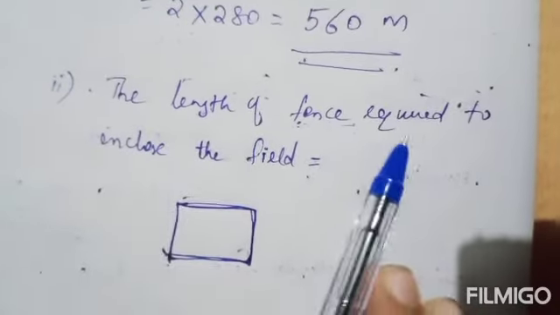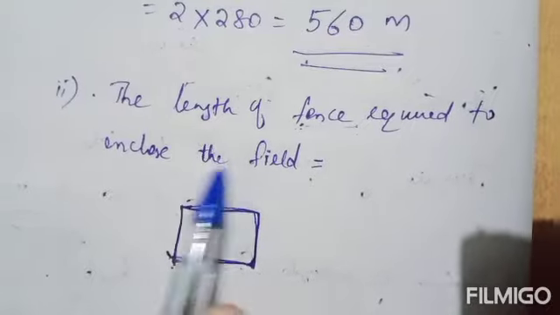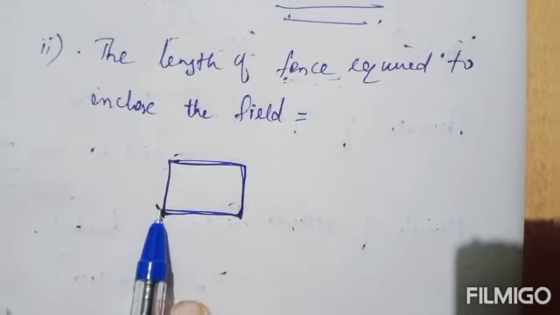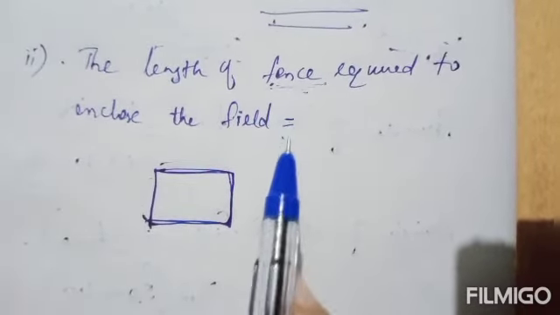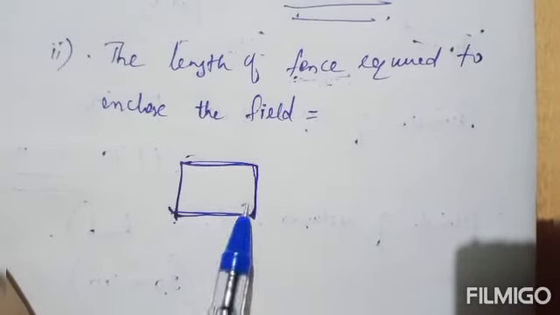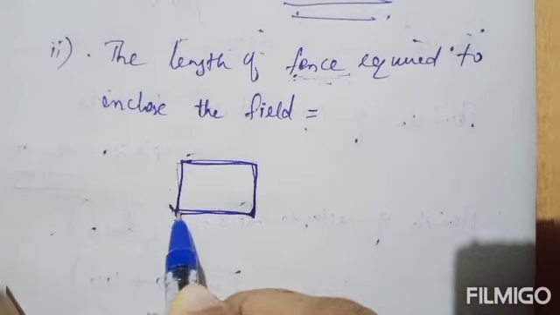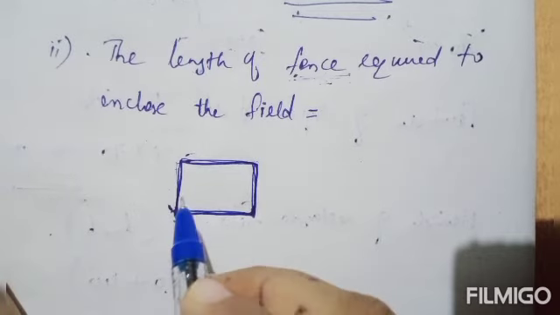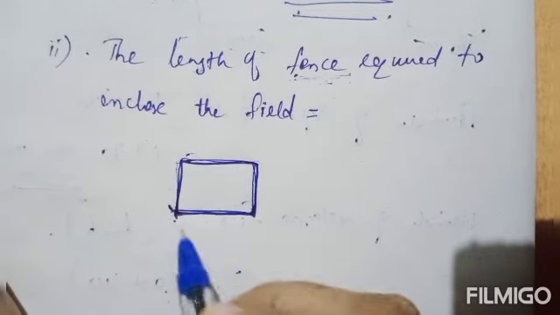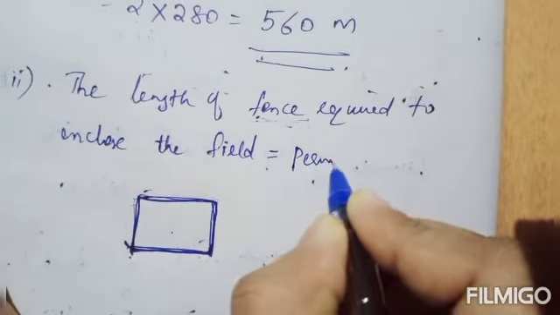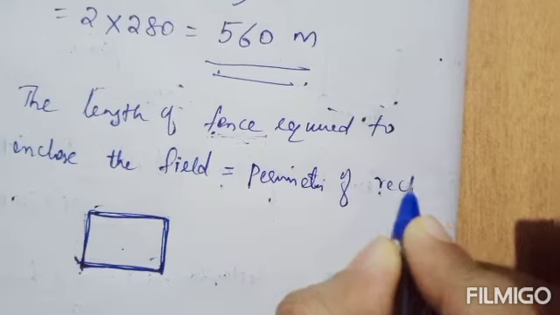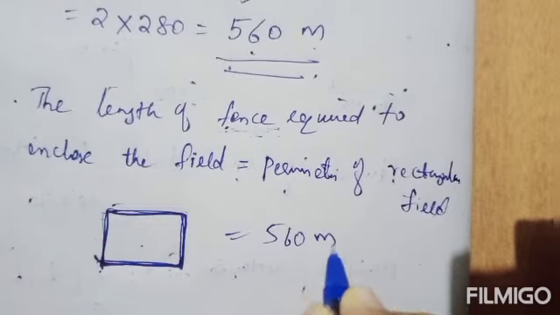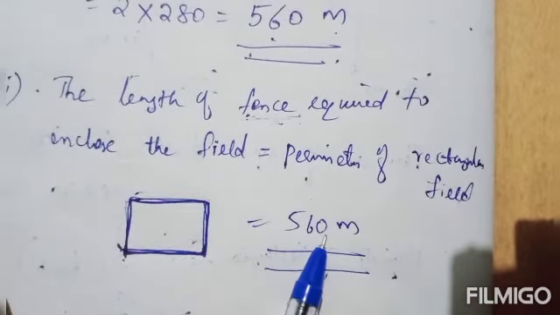Second one, the length of fence required to enclose the field. So what does this mean? If we build a fence around a field, what length of fence is needed? Fence means വേലി. So we need to find how much is required. This is a rectangular field, and when we fence around it, the fence goes along the 4 sides. So the length of the fence will be equal to the perimeter of the rectangular field. And the perimeter of the rectangular field we found, what? 560 meter. Okay, so this will be the length of fence required to enclose the field.